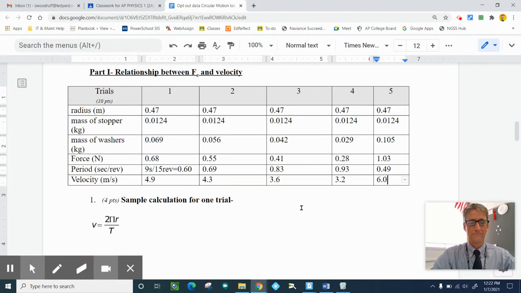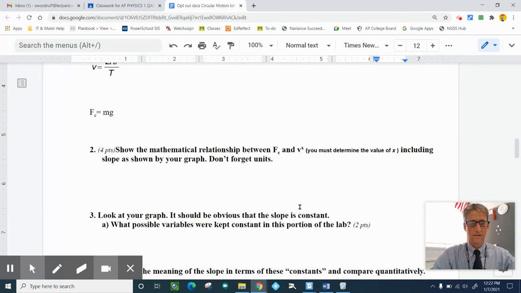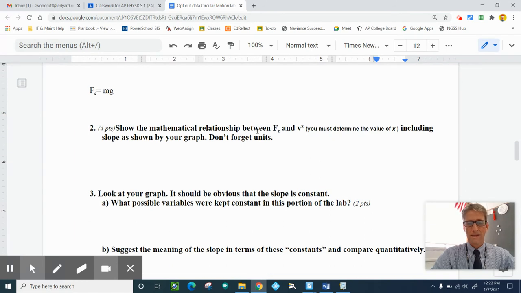lab, number 2 says, show the mathematical relationship between force and v to some power. You must determine the value of x. That's what I just did. It wasn't, albeit it wasn't convincing, I agree, given the data that I had, that this x is a 2, that it's squared versus 1.